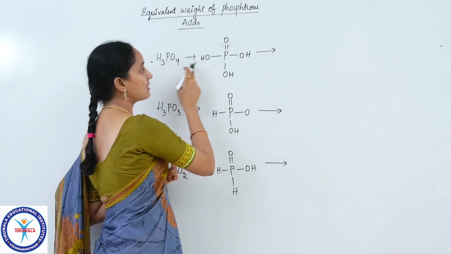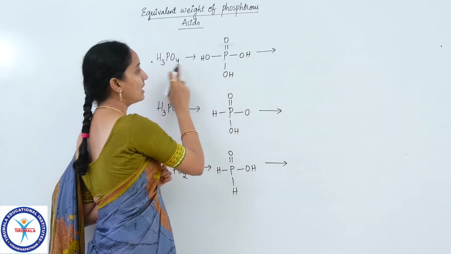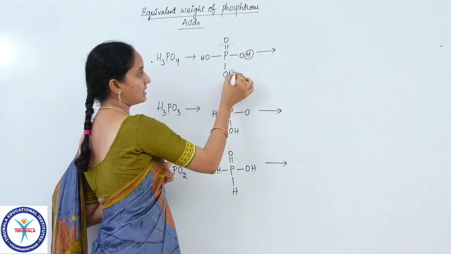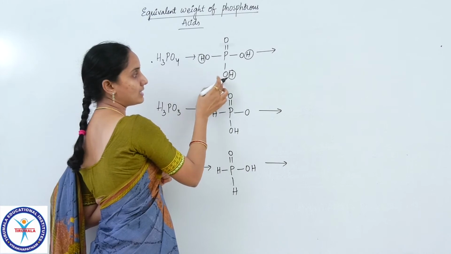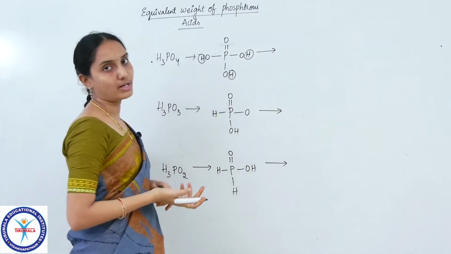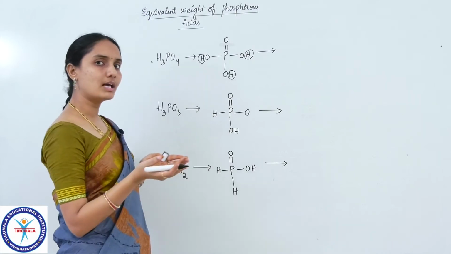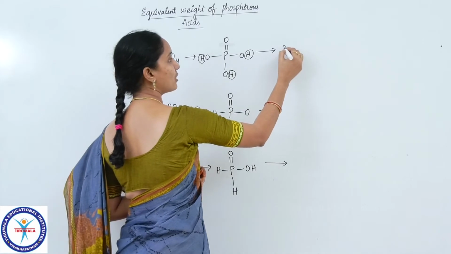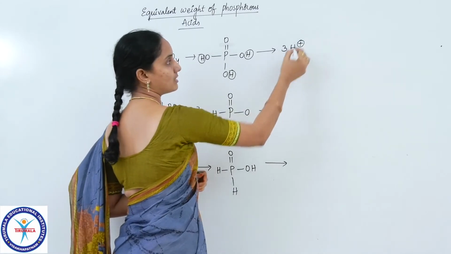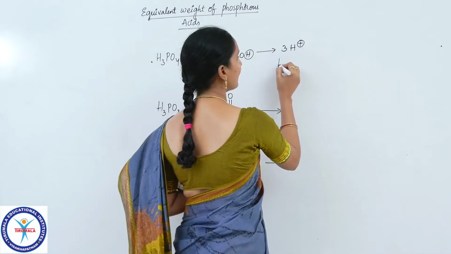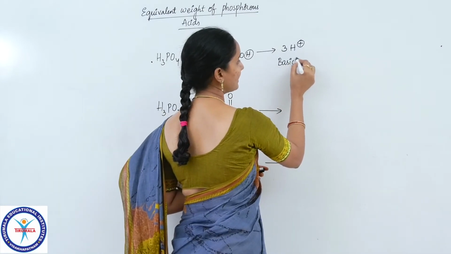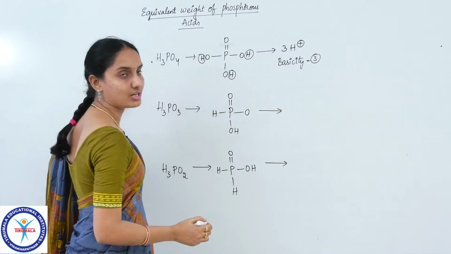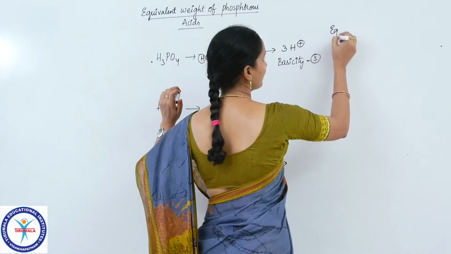The 3 hydrogens present in the formula unit are linked to oxygens directly, so these 3 hydrogens are acidic hydrogens because they are linked to the most electronegative atom, oxygen, so they can easily come out as H+ ions. So how many H+ can H3PO4 produce, children? 3 H+ it can produce. So the basicity becomes 3, children.